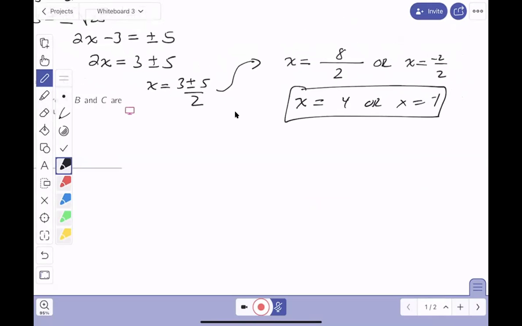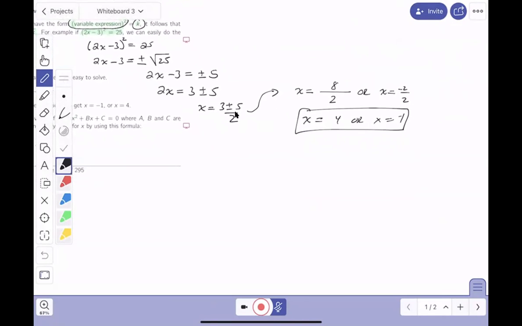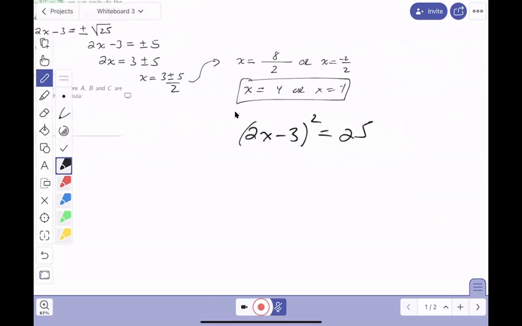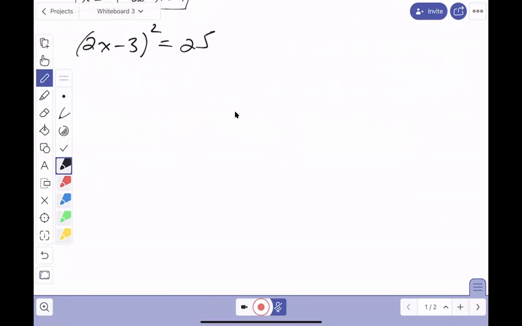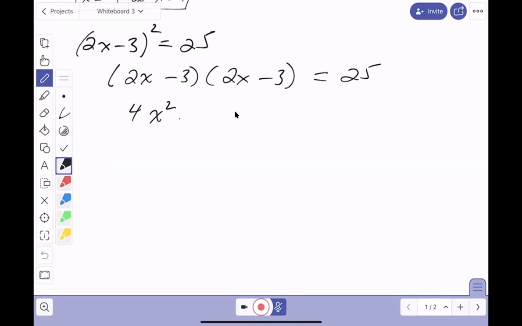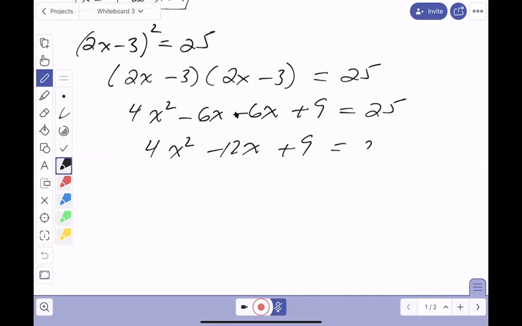We just did the square root method. I want to do it a little differently, though. I'm going to write it down for you again. It's 2x minus 3 squared equals 25. And I want to go back to what you did in the past. Well, in the past, you would have used the zero product rule. Let's continue to do that. So I've got to simplify the sides. I'll write this down for you. And what do you get there? Well, you get 4x squared minus 6x plus 9 equals 25. 4x squared minus 12x plus 9 equals 25.